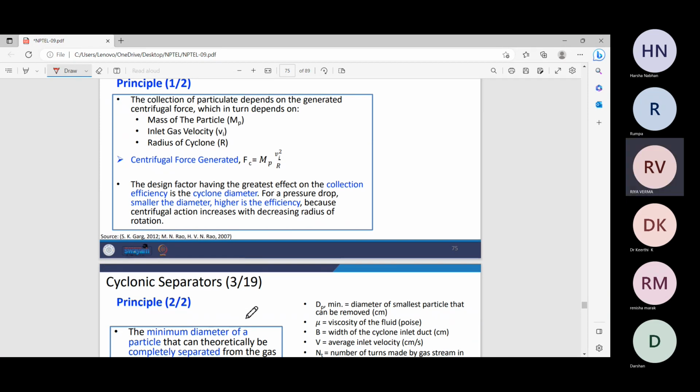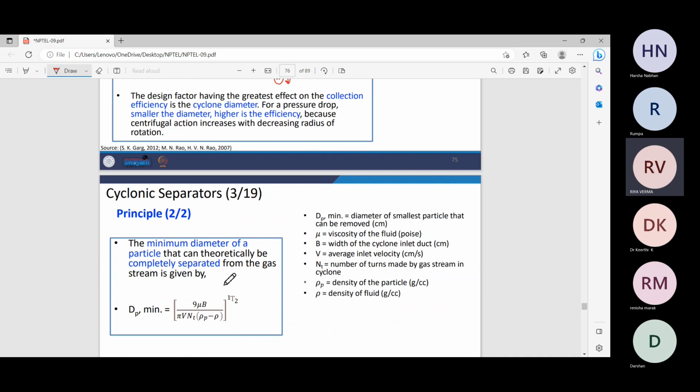And the design factor which has the greatest effect on the collection efficiency is the diameter of the cyclone. For a given pressure drop, the smaller the diameter of the cyclone, the higher is the efficiency, because the centrifugal action increases with decreasing radius of the cyclone. You can see this FC is inversely proportional to R. So as we reduce this R, this FC tends to increase. And as this F is increasing, more particles will get thrown out to the wall of the cyclone. So the efficiency will generally increase.